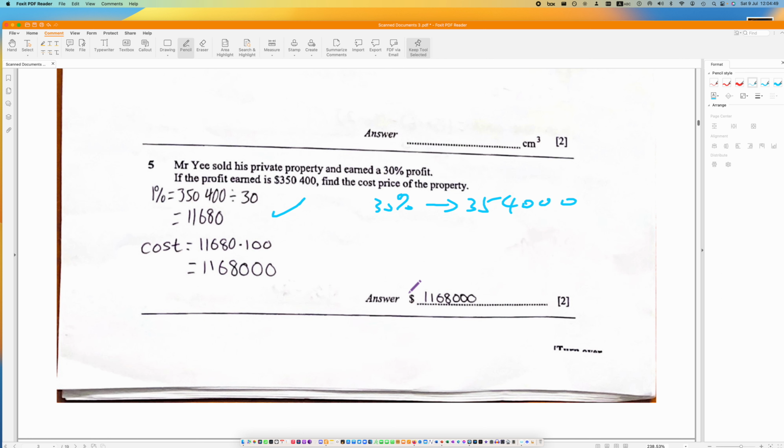So the cost is... actually what you should do is, X earn 30% will give you 350400. So you just use this divide by this one. Yeah, but your answer is correct. Okay, good.